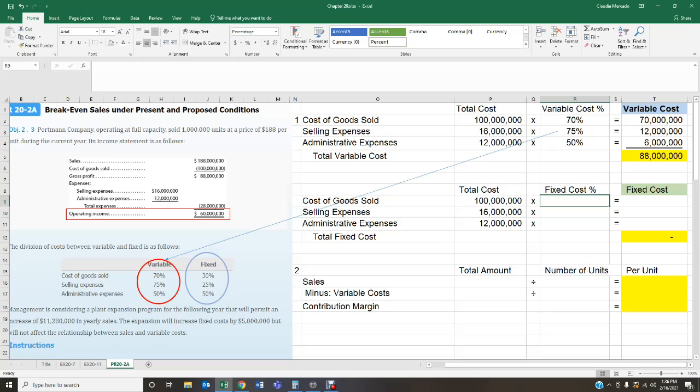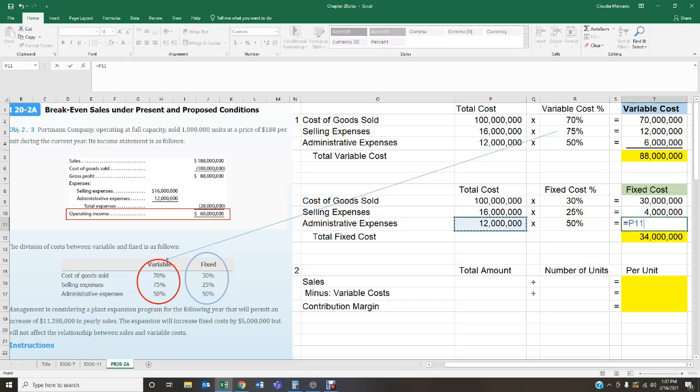For my fixed costs, I've got 30% is for cost of goods sold, 25% is for selling expenses, and 50% for admin. We're going to multiply once again the total cost times your fixed cost percentage, and that gives me 30 million for cost of goods sold. For selling expenses, it's 16 million times 25%. That's 4 million. And then for admin expenses, it's going to be your 12 million times your 50%. That is 6 million. Okay, so your total fixed cost is $40 million.